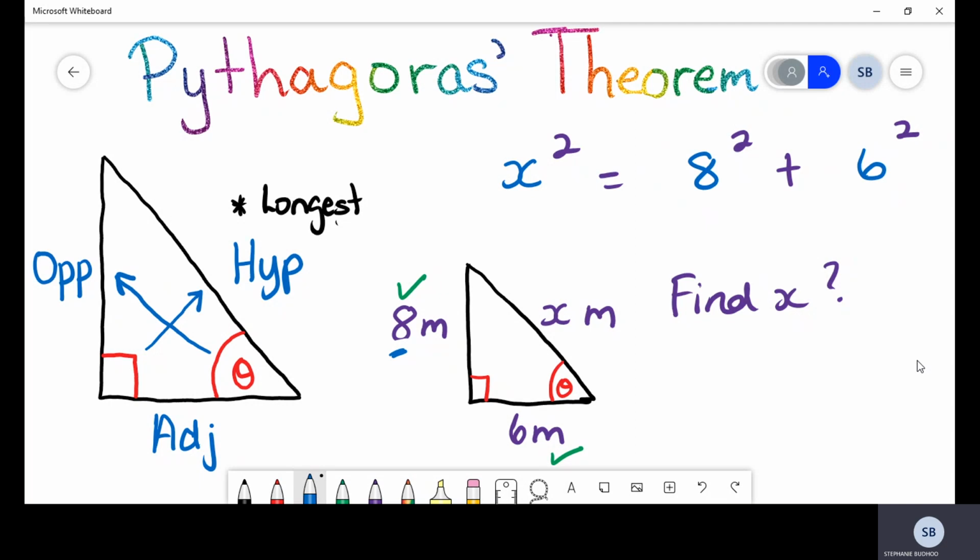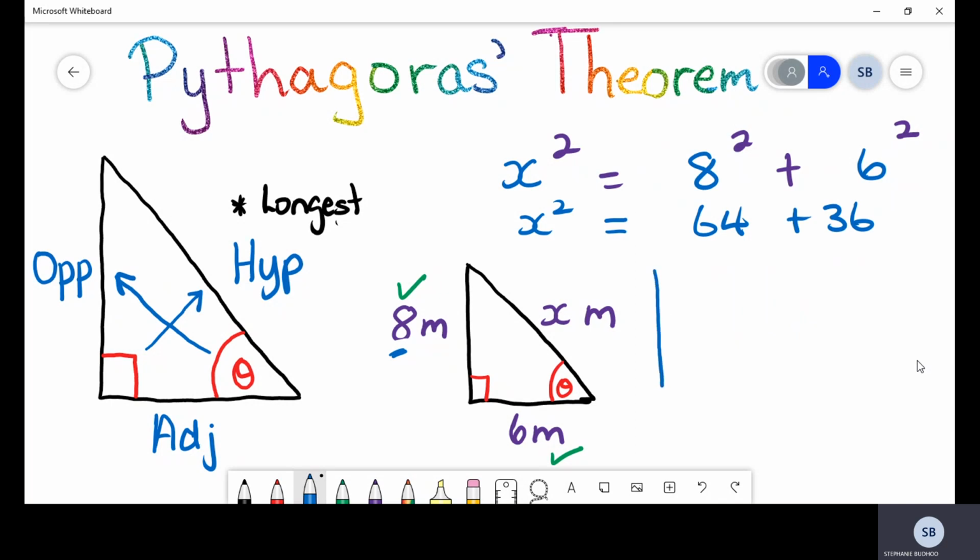Okay, so it seems like all we need to do is simply plug that into our calculator, and you should get that x squared gives you the sum of 64 plus 36, and that's 100. So just erasing this here, let me just draw a line here. You will get that x squared is equal to 100.